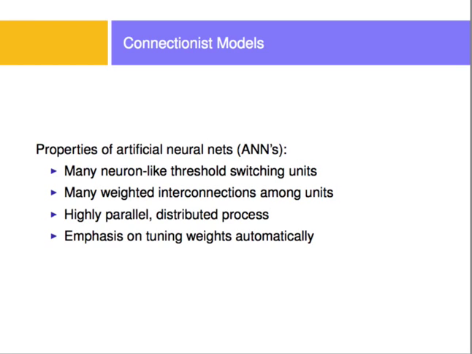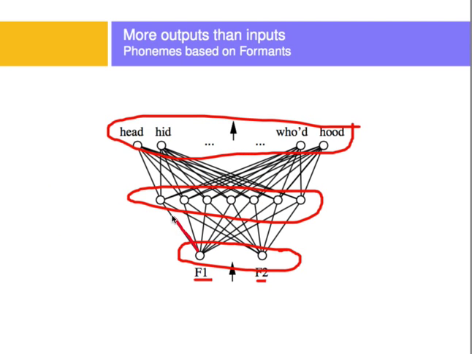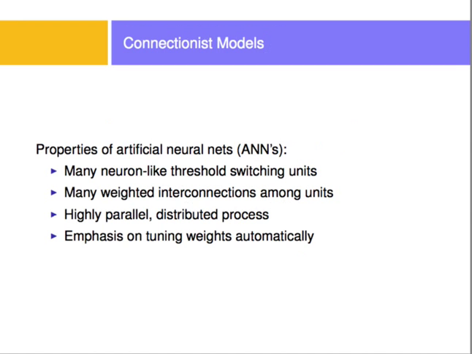Some of the properties of artificial neural networks are that we have many neuron-like threshold switching units. So a threshold greater than 0 switches to 1, and 0 or less switches to 0. There are many weighted interconnections among units. The weights that go to this hidden node are perhaps different from the weights that go to another hidden node. They're highly parallel and distributed processes, because as soon as they start distributing, they follow different processes.